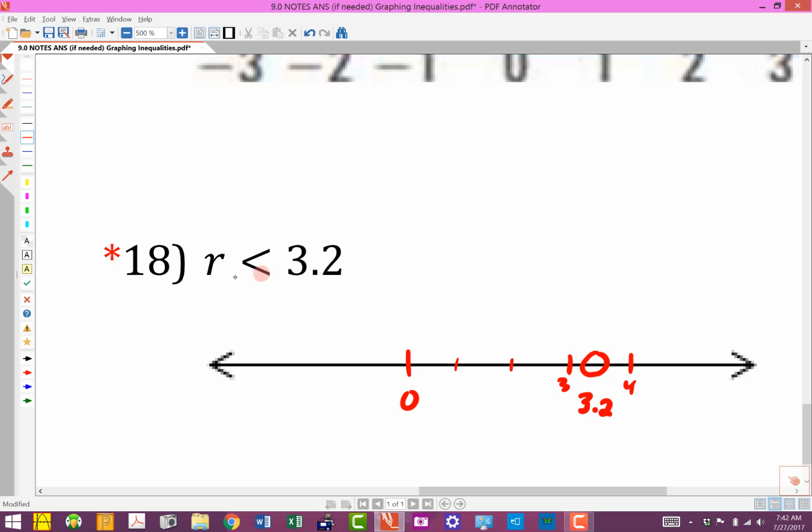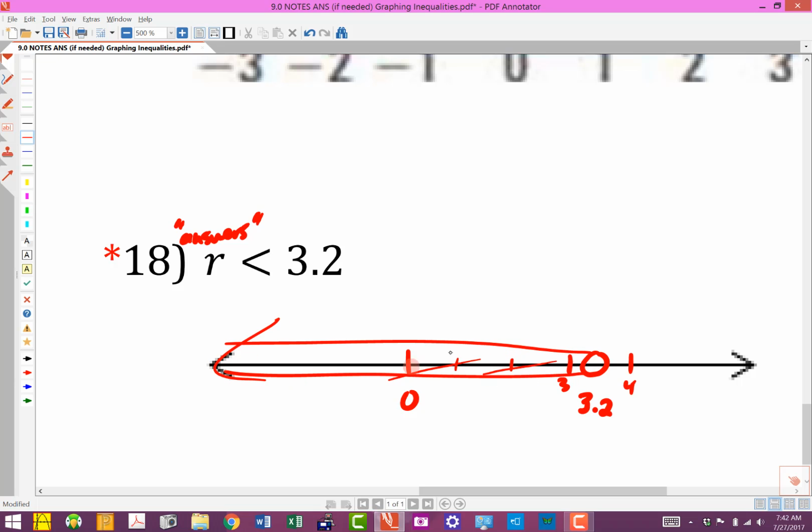And then again, read it from the variable. I am going to leave this open because it's not an equal to. It doesn't have that bottom part of the equal sign on there, so it can't actually equal 3.2. That's just kind of the border between the numbers that work and the numbers that don't. And then the answers are less than 3.2. So again, the less than direction is this way. So I'll put that on there, do a little bit of shading, and we're done. That's it. That's all there is to graphing those.